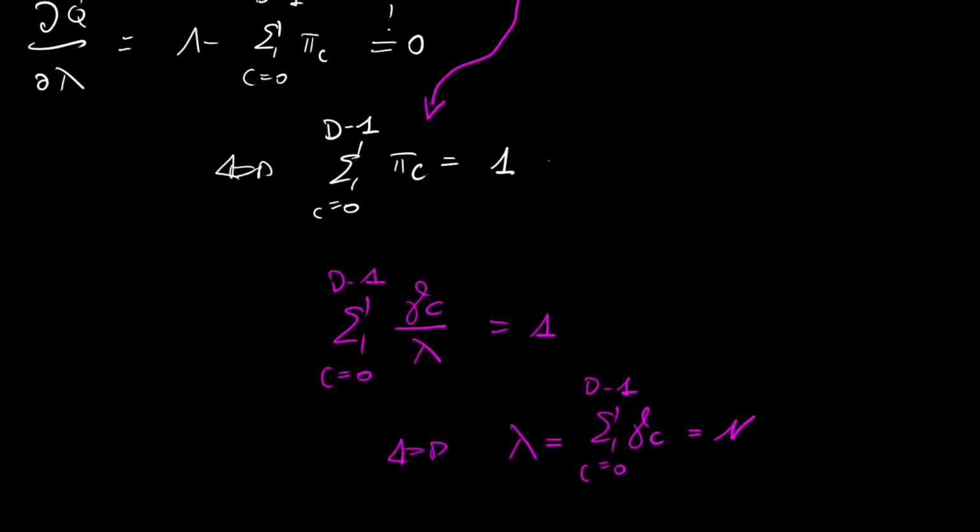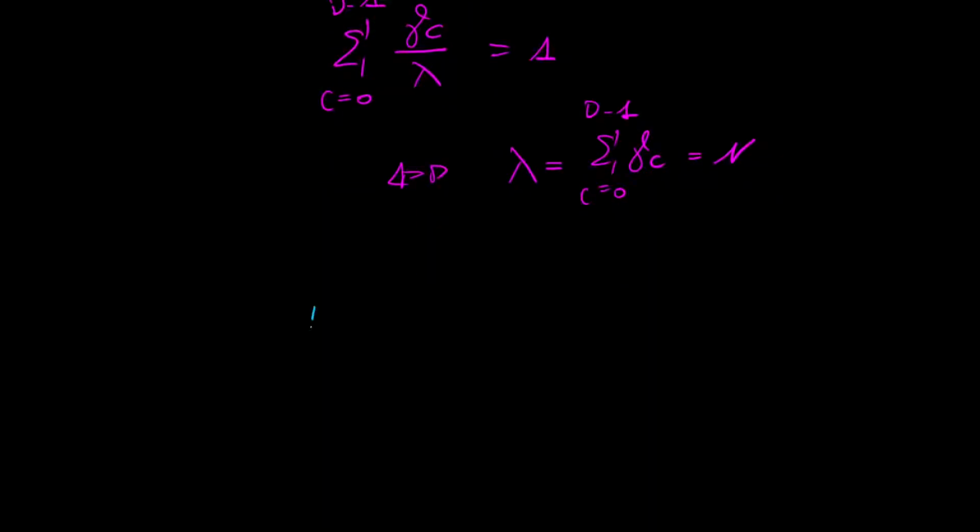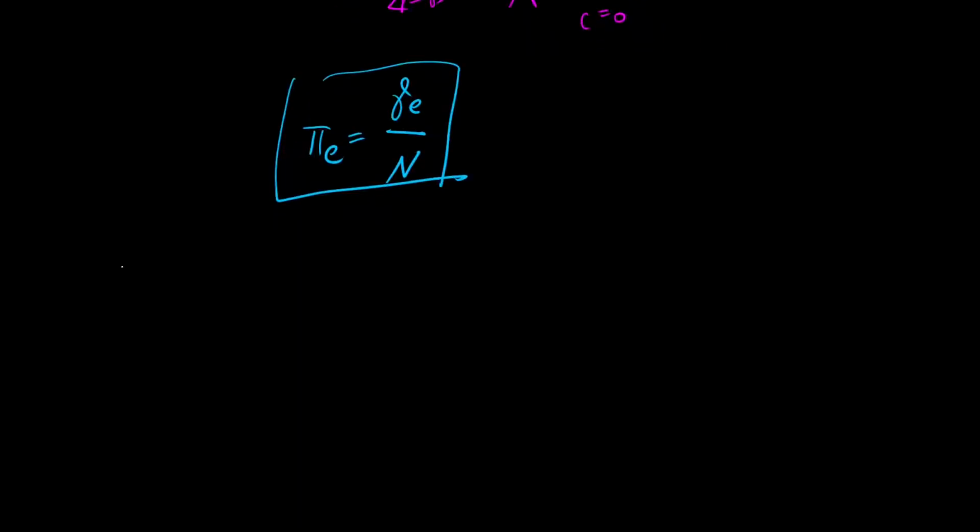We reached the final solution for the update equation for the class probability, which is that pi e is gamma e divided by n. And that's also a reasonable result: the class probability of the e-th class is the class responsibility in ratio to the total responsibility that's distributed, or in other words, the total samples that we have.